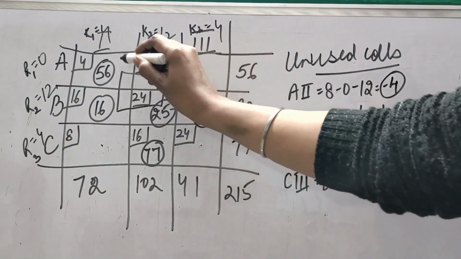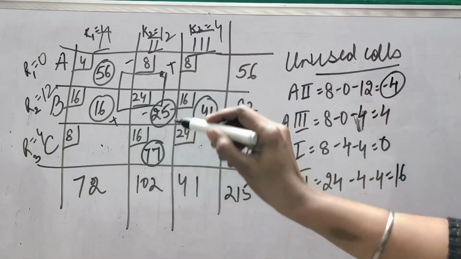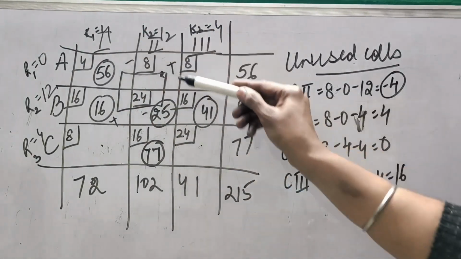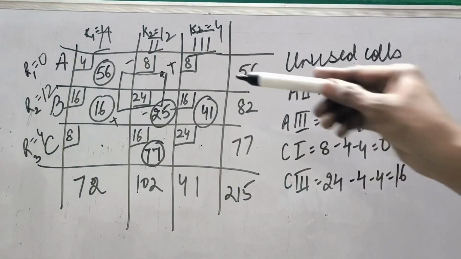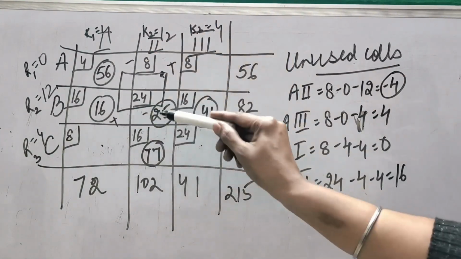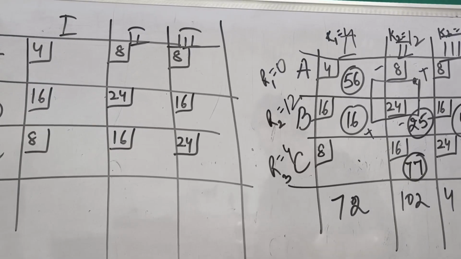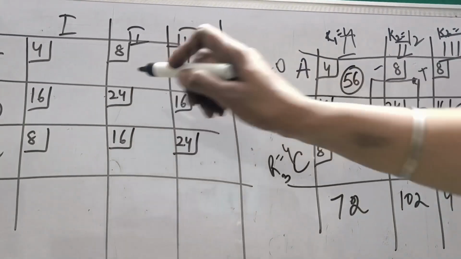This is the plus sign, minus sign, plus sign, minus sign. See the negative corners? Which one is minimum? 56 or 25? Of course 25. Add it here, reduce it here, add it here, reduce it here, and make another table out of that. Now let's make another table from this previous table. So now from this table I am going to make this new table.